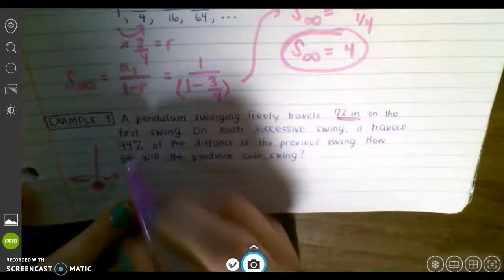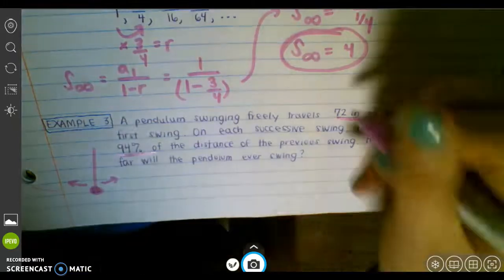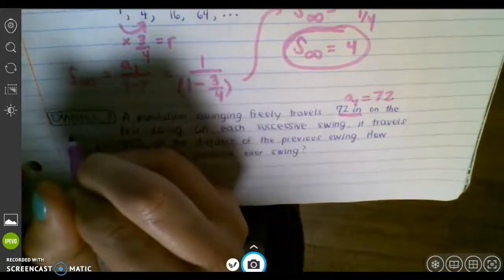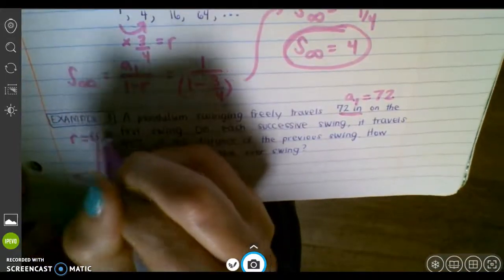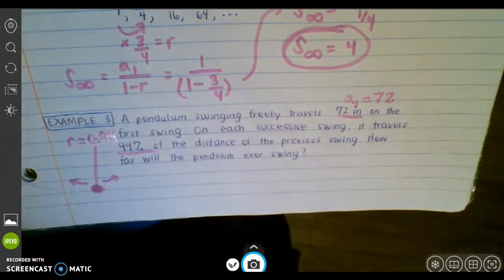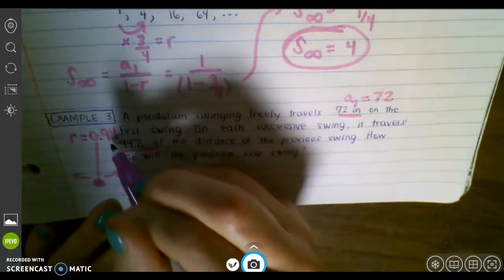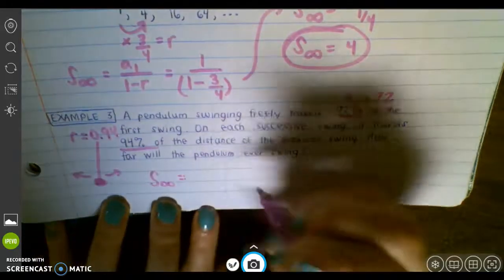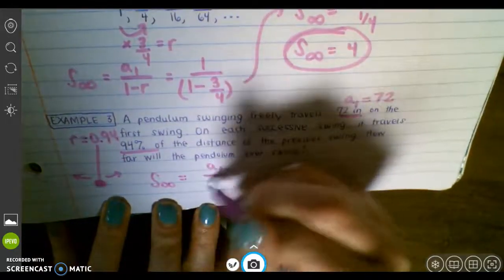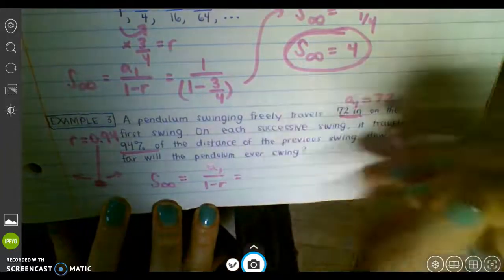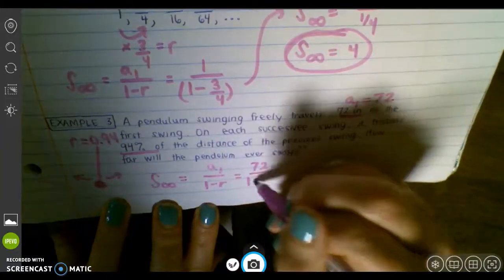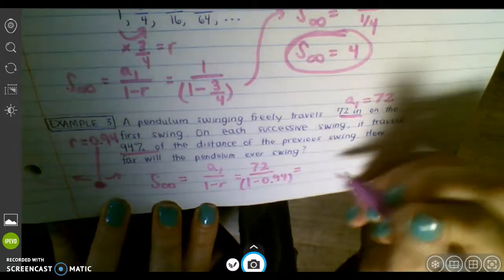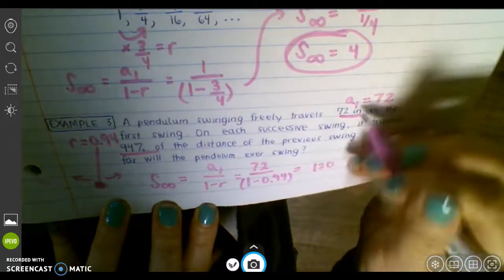With the information, I'm going to underline those key pieces of information that I have. A sub 1, that was the first term, is 72. And 94% in decimal form is my r value, 0.94. Because this is an exponential decay, I know I'll use the formula. The sum of infinitely many terms equals a sub 1 over 1 minus r. So 72 divided by 1 minus 0.94. And that simplifies to 120 inches.